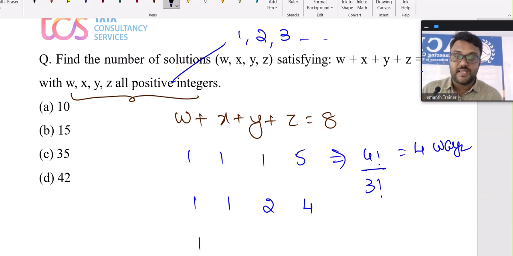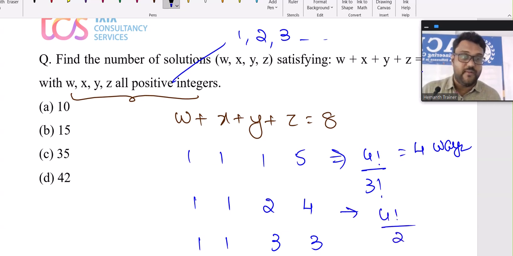3 and 3. Don't say 4 and 2. 2 and 4 means I'll take now 4 factorial divided by 2 factorial. Why divide by 2 factorial? 2 ones are repeated, right? So 4 factorial means 24. Divide by 2 means 12.